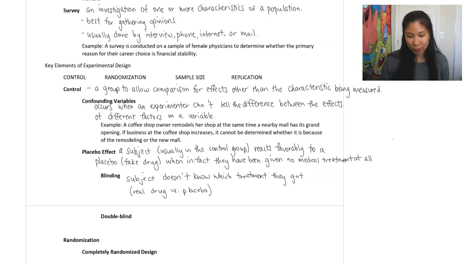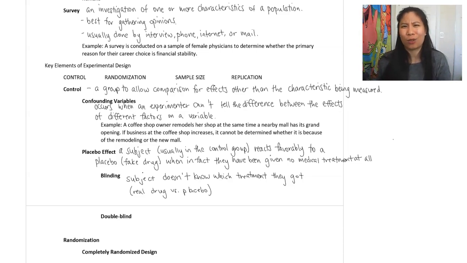So if blinding is when the subject doesn't know, double blind is when the subject doesn't know and the researcher doesn't know. And when I say researcher, it's not the overall researcher. Somebody has to know what kind of drug they're getting. But let's say you are the researcher, then you're going to have people working for you, collecting that data.